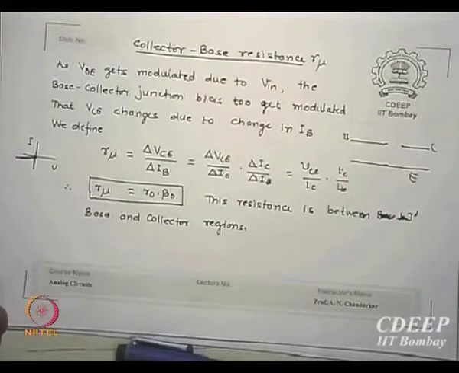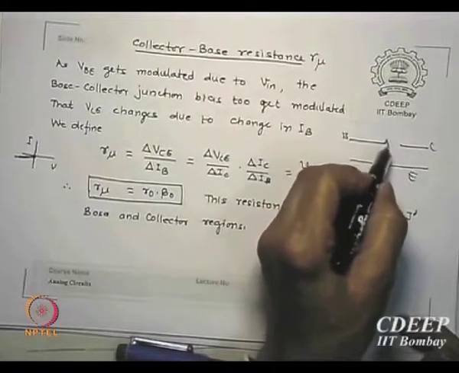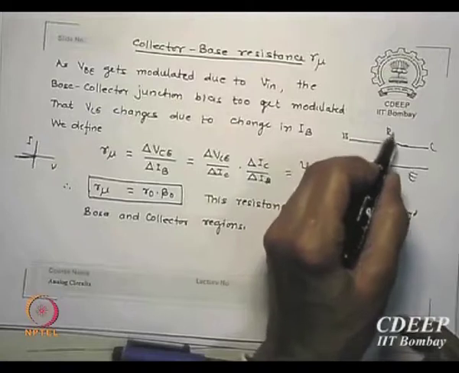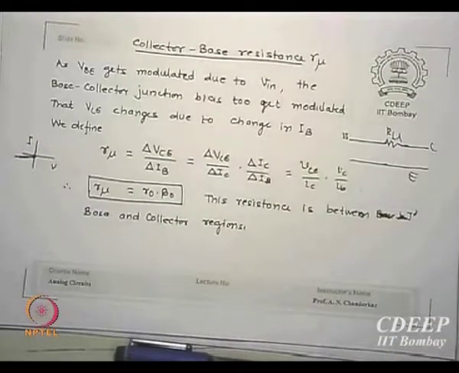How much do you think beta is? Not less than 100 normally. How much is R0, which we calculated just now? Hundreds of kilo ohms, times 100. So how much is it? Tens of mega ohms or above. So in between, if this resistance R mu is greater than tens of mega ohms, will it have any influence or not?